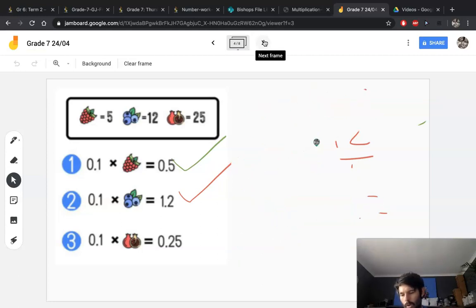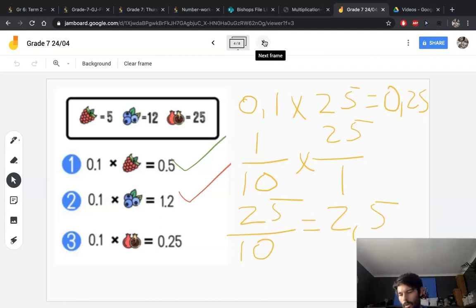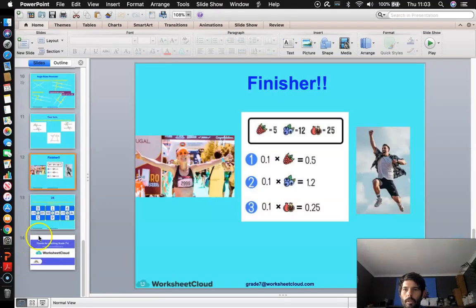And we'll use yellow. So 0,1 multiplied by 25 equals 0,25. So let's prove it. Right, and then we'll have 25 over 10, and that equals 2,5. So we know that this is your false statement. Okay, so well done if you remember those and you worked through them and you identified the incorrect statement.